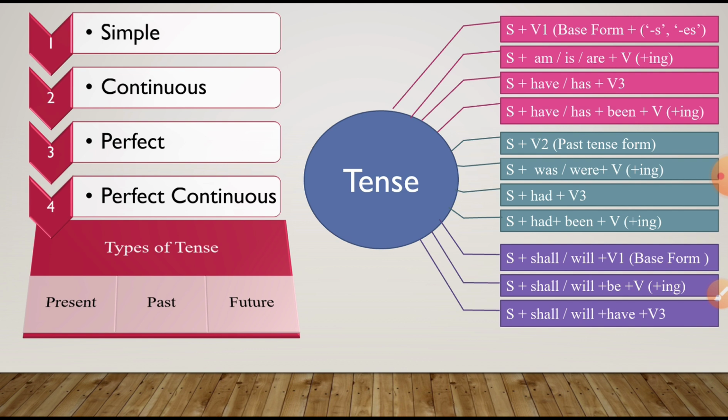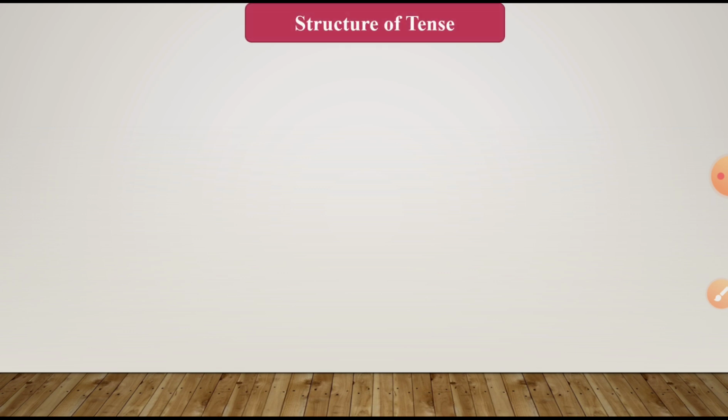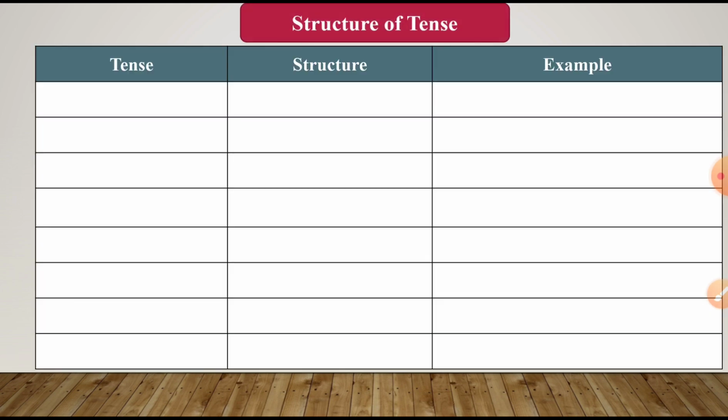Subject plus shall or will plus have plus verb in third form, that is past participle form. This is the structure of future perfect tense. And finally, subject plus shall or will plus have plus been plus V ing. This is the structure of future perfect continuous tense. So after knowing the structures of each of these tenses, let us discuss each of these tenses with examples.